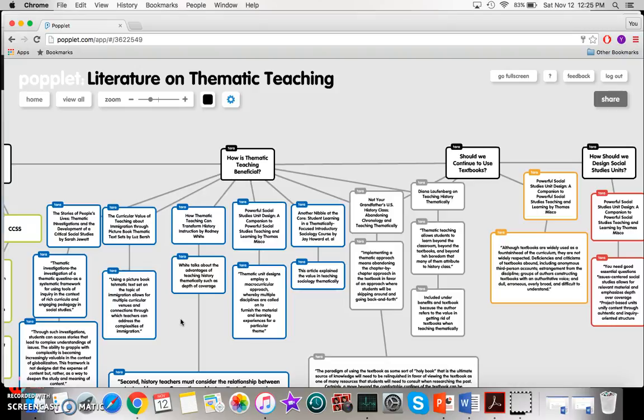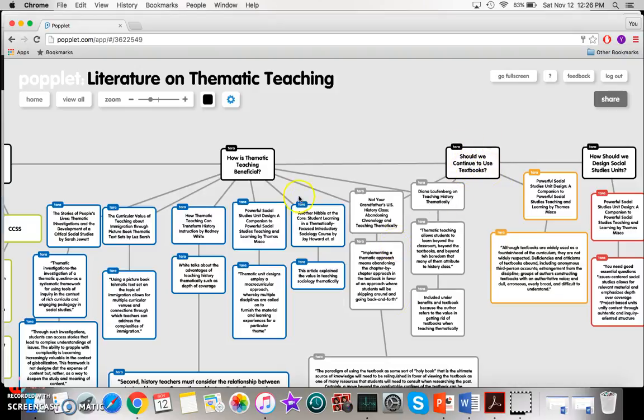For example, African Americans or Native Americans, rather than just take bits and pieces throughout different eras, we focus on those groups throughout history of how their lives have changed. And the textbook now just becomes simply a resource of many resources rather than really driving the curriculum. And that's why should we continue to use textbooks is a whole other topic over here.